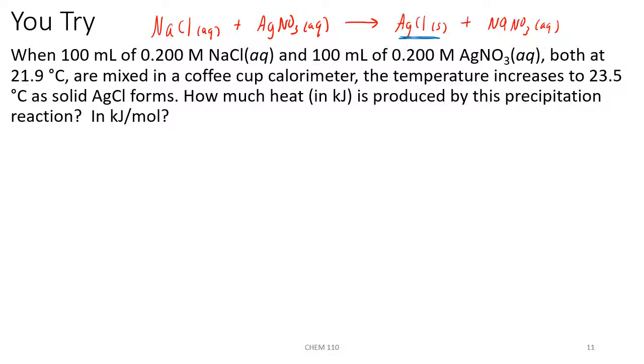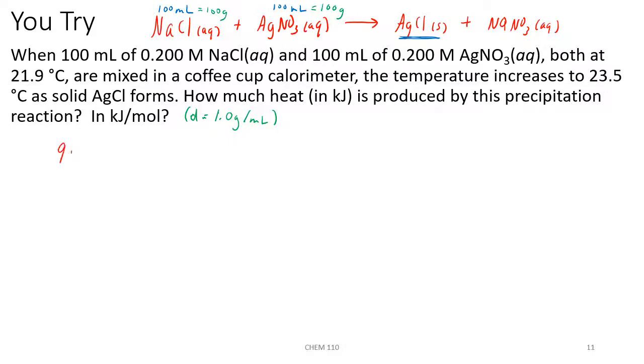We are told that we have 100 milliliters of sodium chloride solution, and we have 100 milliliters of silver nitrate solution. Because these are solutions and they're in water, we can make the simplifying assumption that we have a density of 1 gram per milliliter. Therefore, our 100 milliliters becomes 100 grams of sodium chloride solution, and our 100 milliliters for silver nitrate also becomes 100 grams.